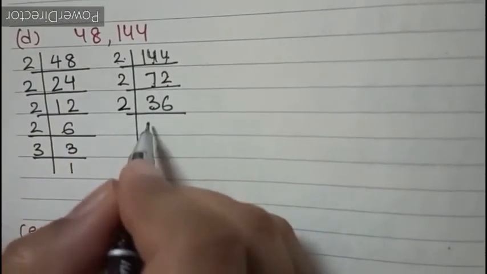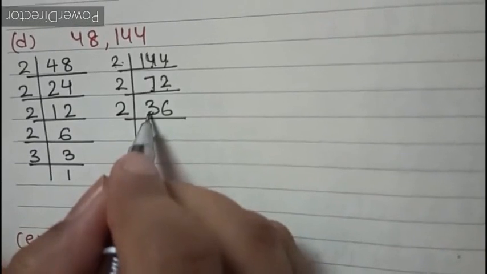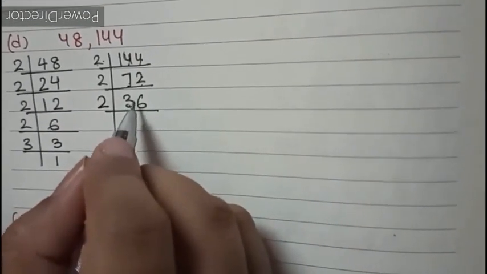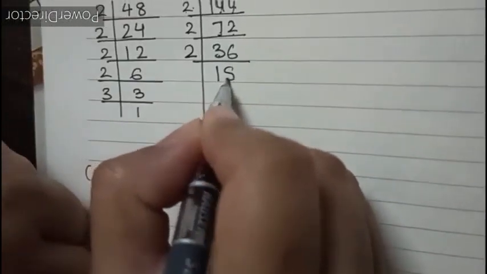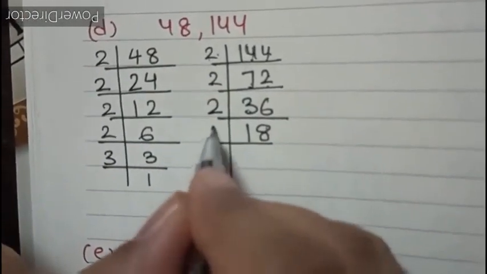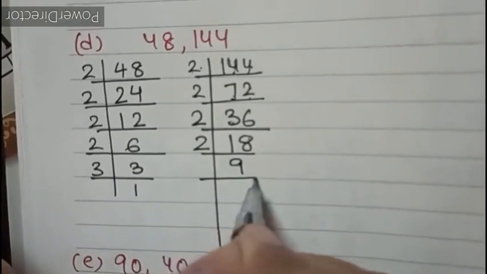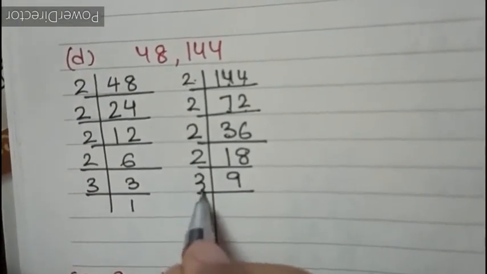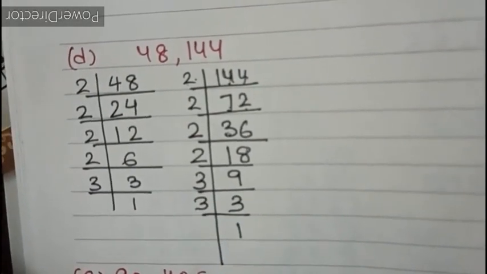2 3s are 6. 1 is left. So 2 6s are 12. Now I'll divide again by 2. 2 1s are 2. Here it is 3. 2 has gone. 1 is left. It becomes 16. 2 8s are 16. 2 9s are 18. Now it will not go by 2. So the next number, that is 3. 3 3s are 9. 3 1s are 3.